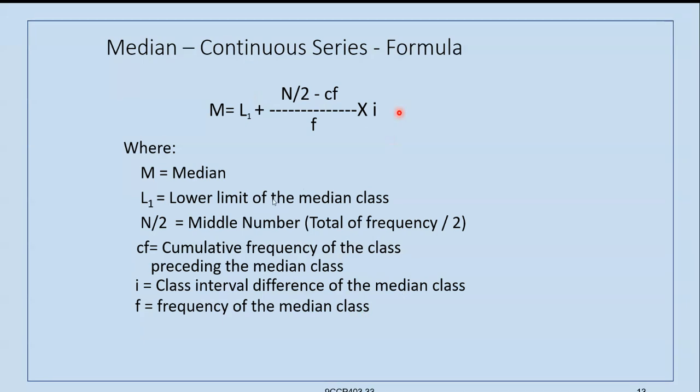By applying this formula, which we have already seen in the last lesson, the same formula is used here. This is the continuous series formula. So all the values we understand: L is equal to the lower limit, n by 2 is the middle number of the frequencies, and so on.